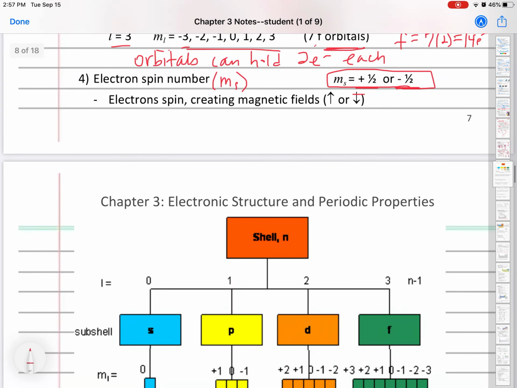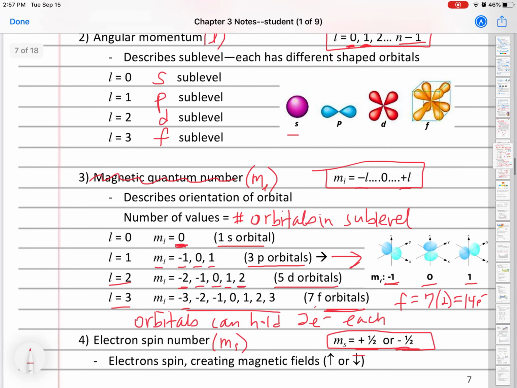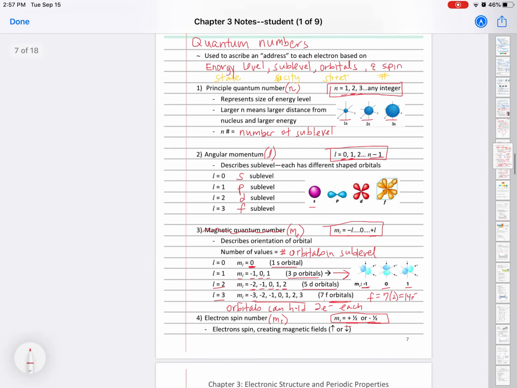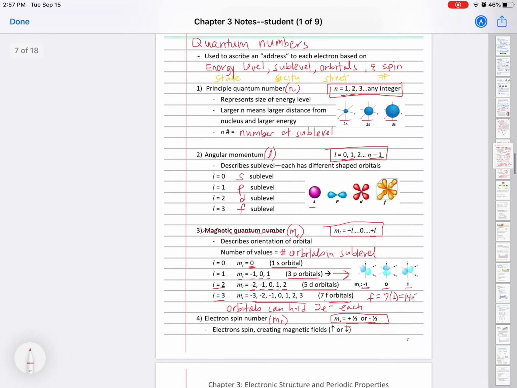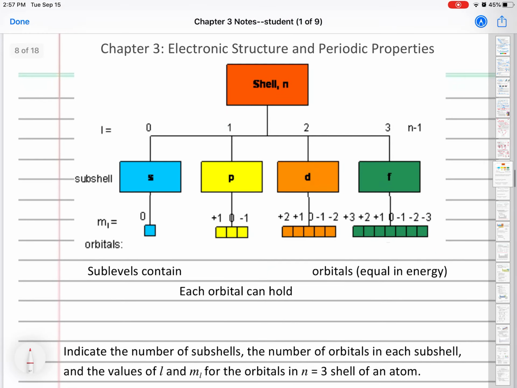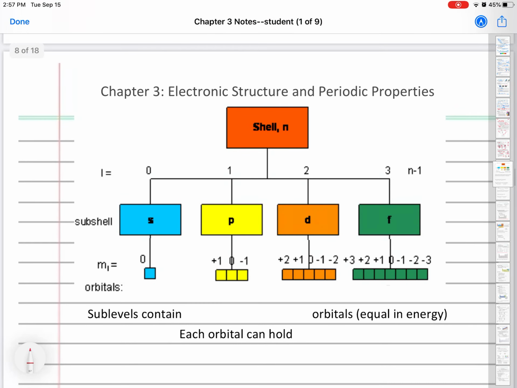Okay, so this page here is a great reference sheet, your sort of cheat sheet for all of the different quantum numbers and the different allowed values for each. Okay, I am a visual person. I like this flow chart here.